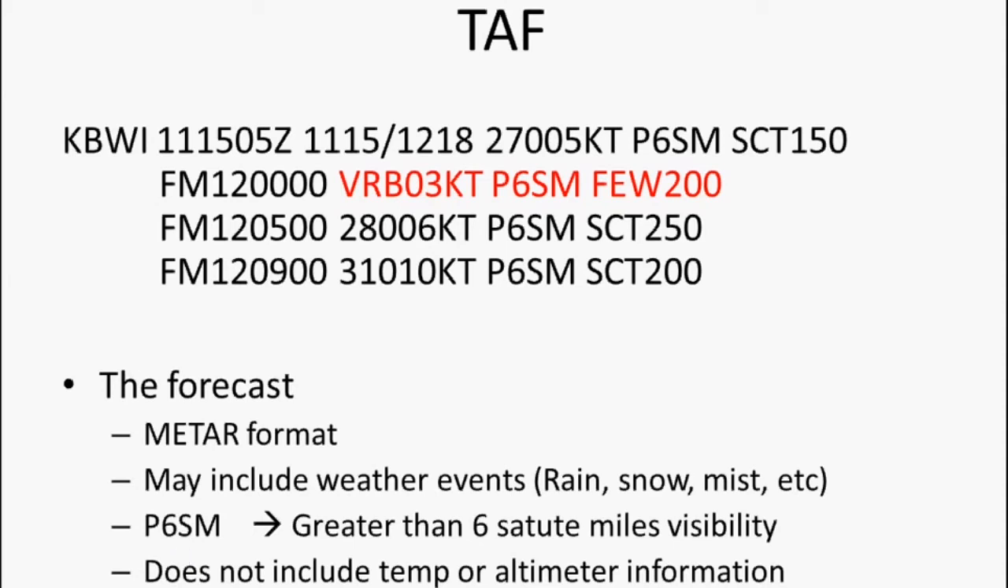So then we'll see from the 12th at 5 o'clock Zulu, the winds will be 280 at 6, plus 6 miles visibility, scattered 25,000 feet. And from the 12th at 9 o'clock Zulu, winds are 310 at 10 knots, plus 6 statute miles of visibility, scattered 20,000. So we can see here in this forecast that the winds are increasing and the clouds are staying just about the same, up nice and high out of our way.